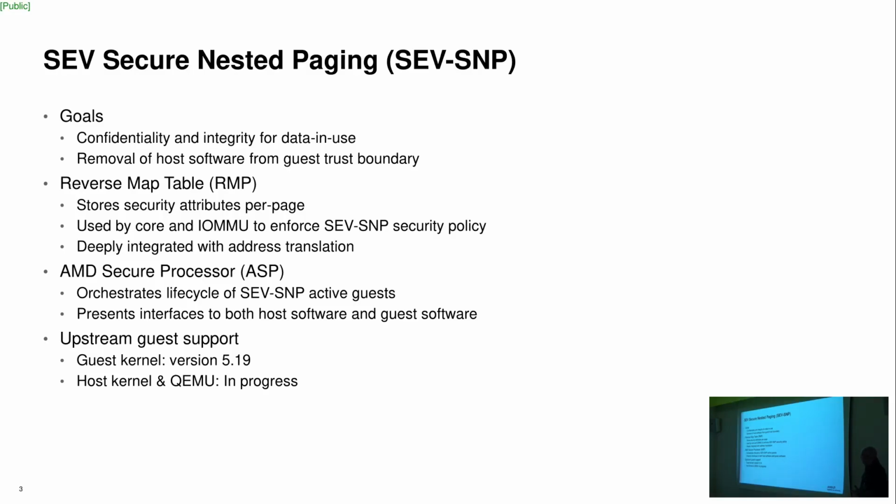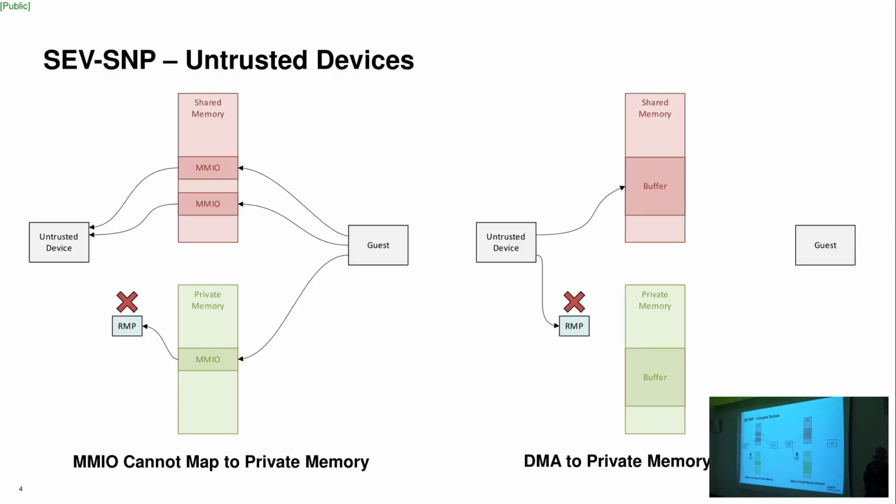Another major portion of SNP is our AMD Secure Processor, the ASP. You may have heard it called the PSP. It's the same thing. The ASP is involved in the general orchestration of lifecycle of an SNP guest, and it provides a secure interface to the guests as well as to the hypervisor for control. And so we have some upstream support for guest kernels, and we're working on the host side.